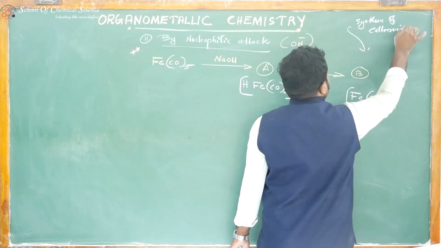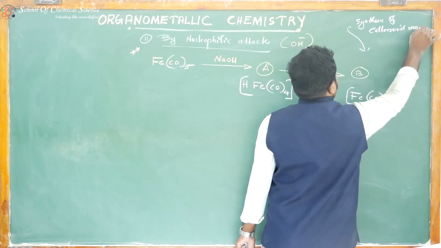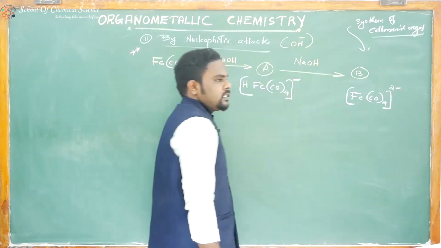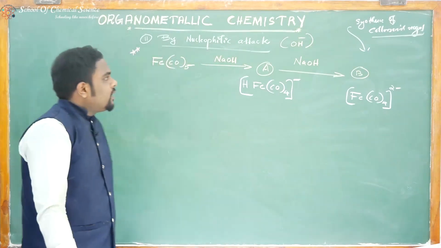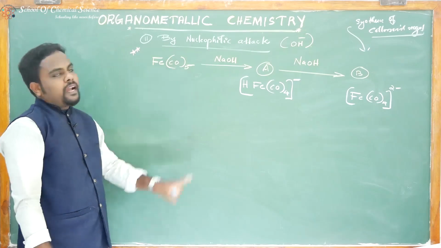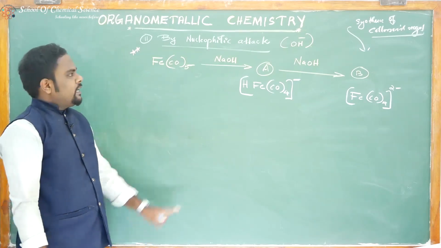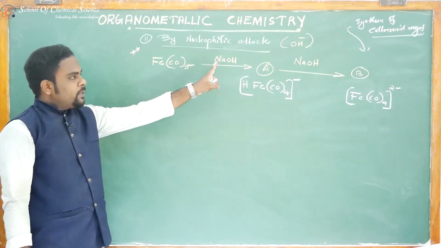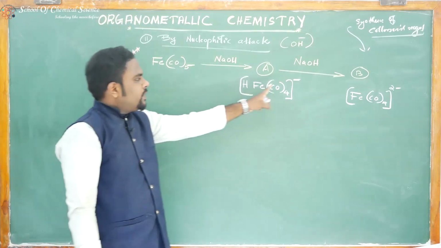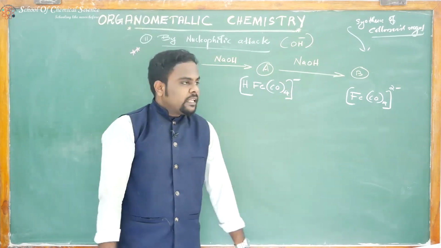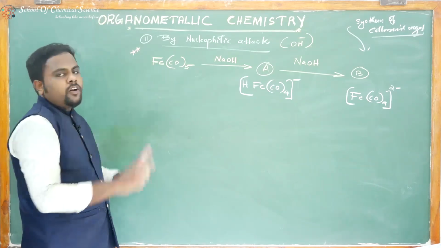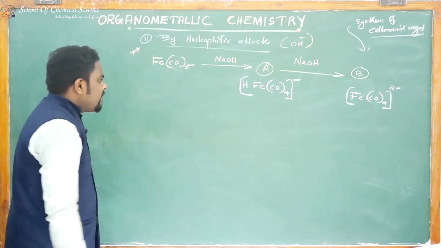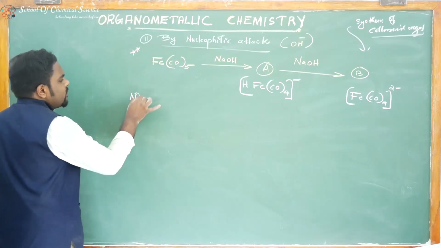So this method is a method of synthesis of Collman's reagent. Already we discussed two methods of synthesis: direct reduction of iron pentacarbonyl, and here nucleophilic attack at iron pentacarbonyl, where OH minus is the nucleophile. First step product is HFe(CO)4 minus. Second step, Collman's reagent Fe(CO)4 2 minus. This will be your product. But I will explain the mechanism of this reaction also.